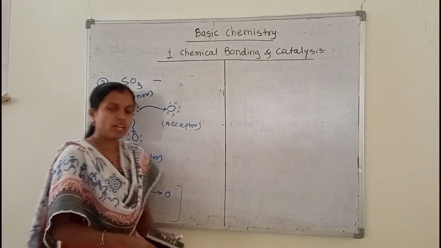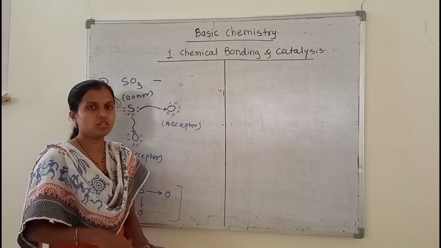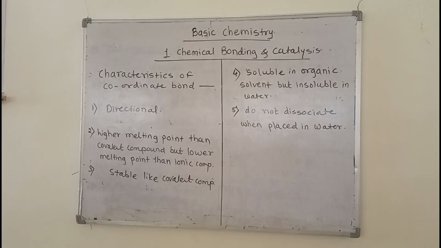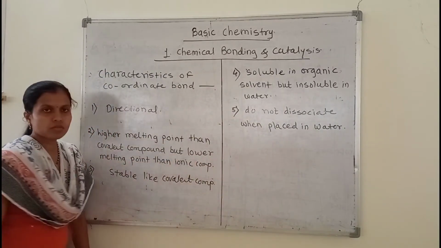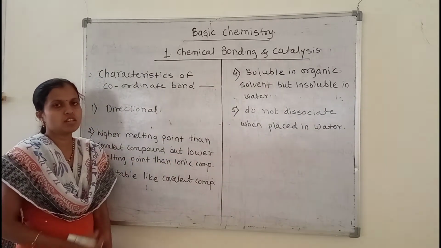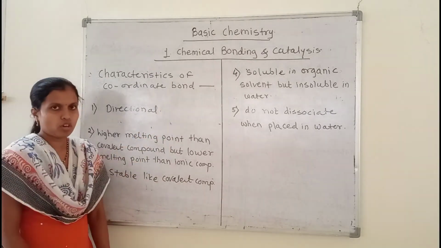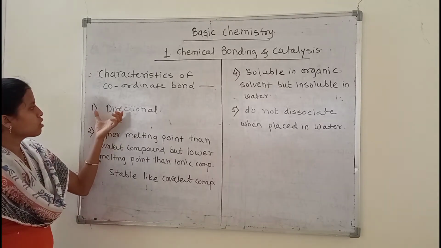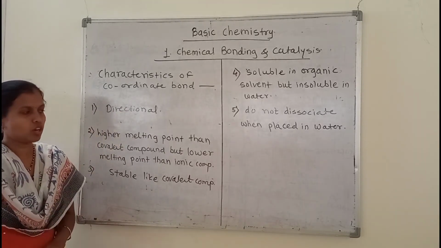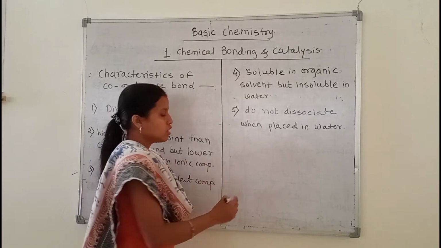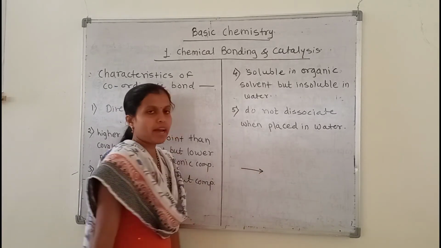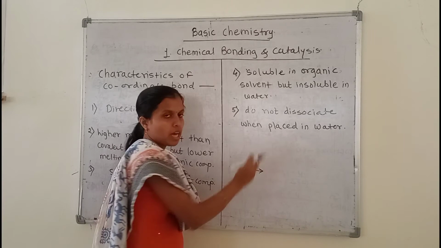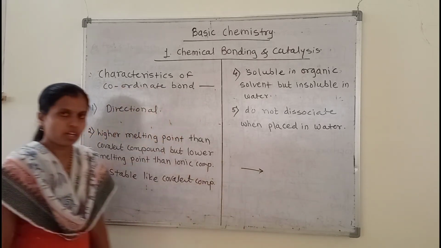So the next part of this unit is the characteristics of coordinate bonds. Let's discuss these characteristics one by one. The first characteristic is that coordinate bonds are directional in nature. We already discussed that the coordinate bond or dative bond is represented by an arrow. That means the electrons are transferred from donor to acceptor, so that's why they are directional in nature.